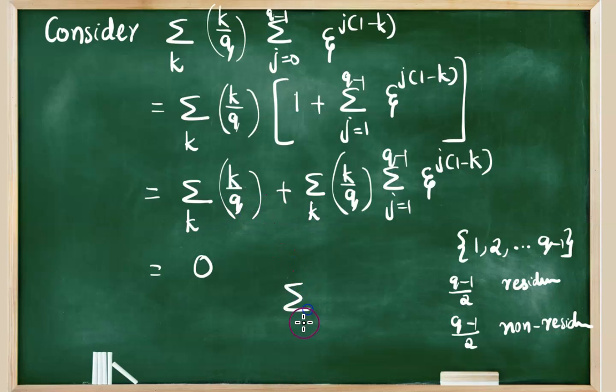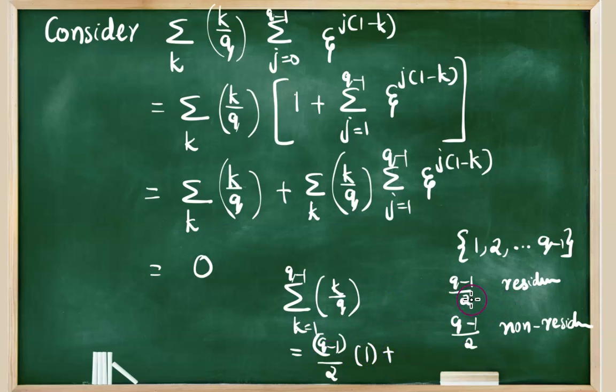And so when we evaluate summation over k, Legendre symbol k by q, where k varies from 1 to q minus 1, since we need not consider the term corresponding to k equal to 0, in this sum there will be q minus 1 by 2 plus 1s, since there are q minus 1 by 2 residues. Similarly, there will be q minus 1 by 2 minus 1s also, corresponding to these q minus 1 by 2 non-residues. Hence, the sum will be equal to 0. So, we can substitute 0 for the first sum in the above equation.